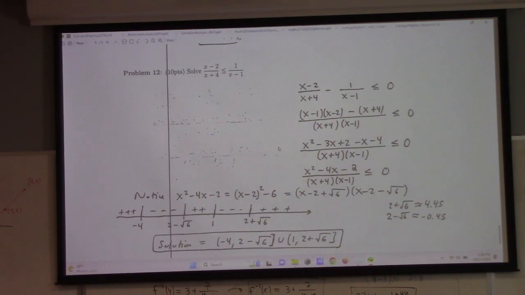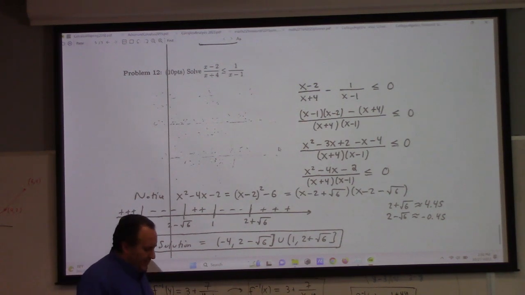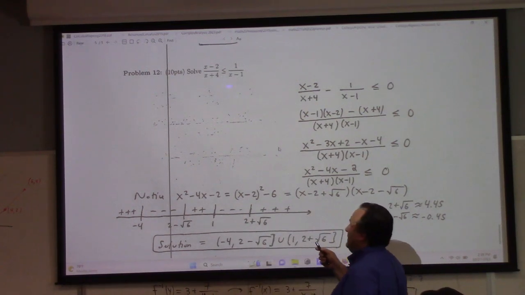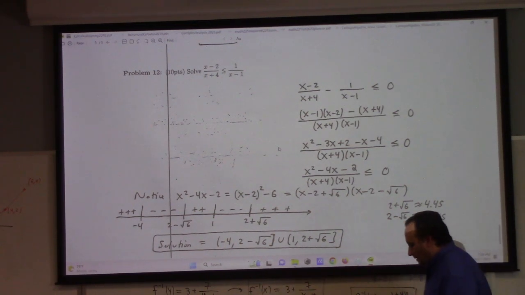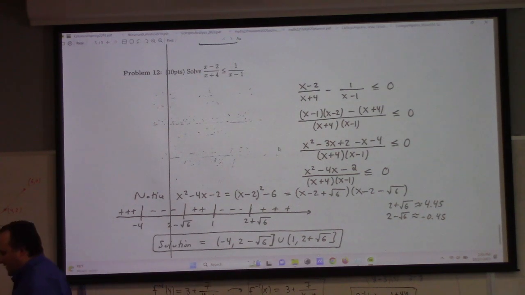Then problem 12. So this is the hardest problem on the test probably, and we first of all move everything to the left-hand side. I make a common denominator. I clean things up. I get x squared minus 4x minus 2 upstairs, and x plus 4 times x minus 1 downstairs. Now the numerator is not terribly nice, but it does, with the help of completing the square, factor like this, which shows that I've got 1, 2, 3, 4 critical numbers. Make the sign chart, there's the answer. So difficult, but not impossible, that problem was.